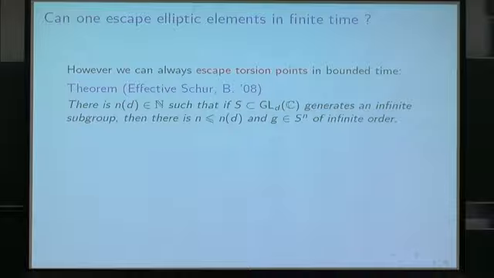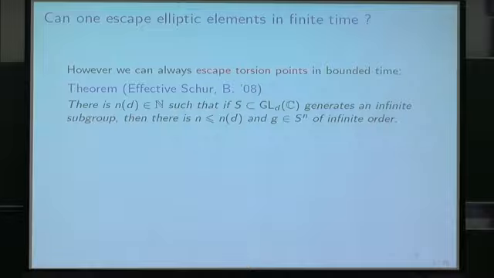So this can be contrasted; there's a big difference between elliptic and torsion in the context of linear groups. Indeed, for linear groups, we have this effective Schur theorem. Schur, in the early 20th century, showed that finitely generated torsion linear groups must be finite.